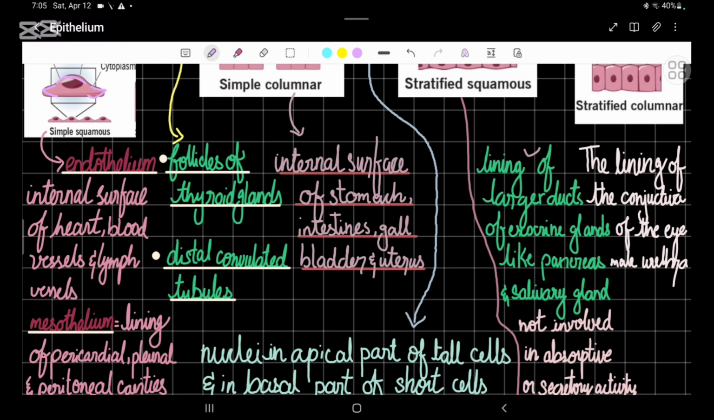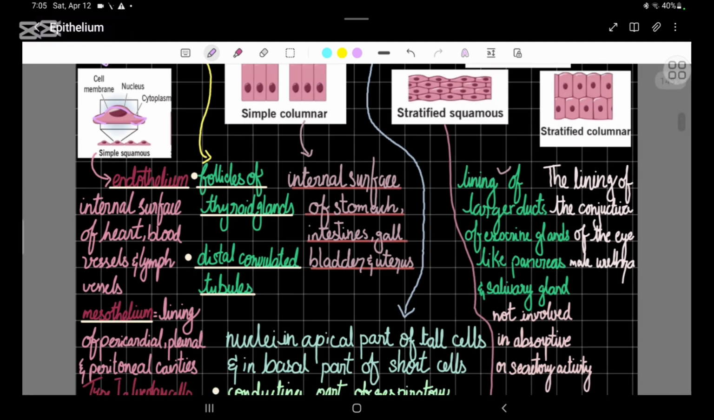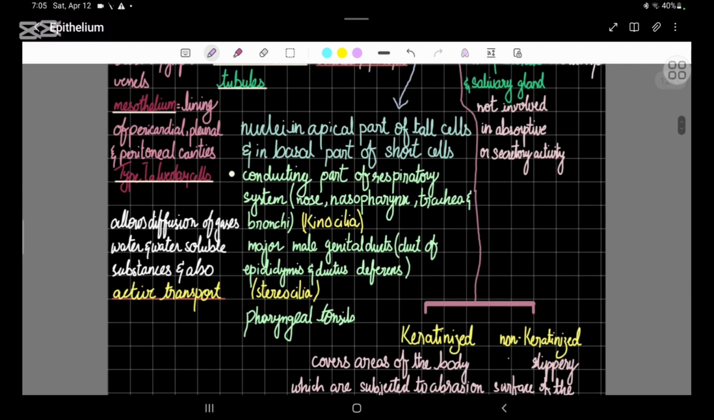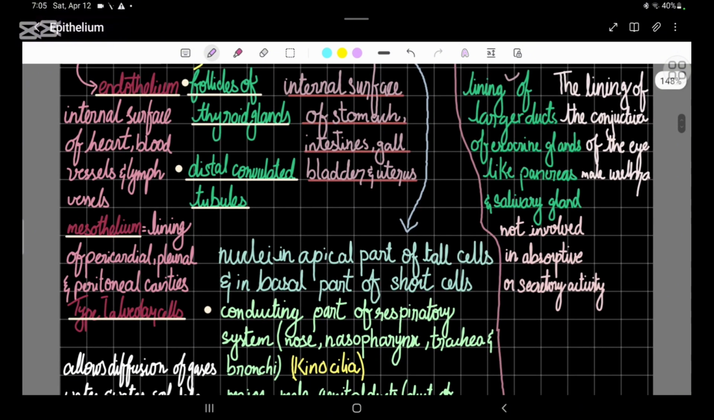This epithelium is for diffusion, for the absorption of substances, you can say diffusion of gases, for the absorption of nutrients. So we all can guess where they are present. First of all, alveoli, because of the diffusion of the gases. Basic thing, this is to be remembered.